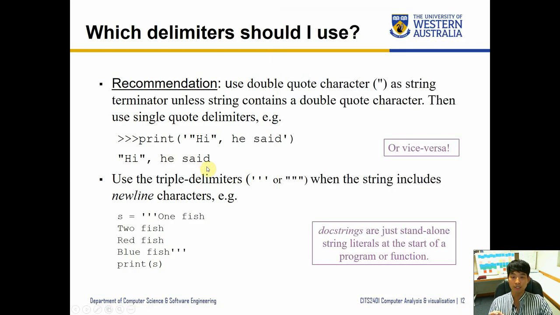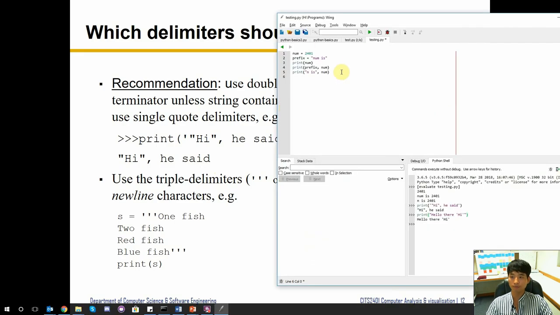The usefulness of using the triple delimiters, whether it's single quote or double quote, is that it will also interpret new line characters by default. So let's get rid of this. I create a string: one fish, two fish, red fish, blue fish, here like this.